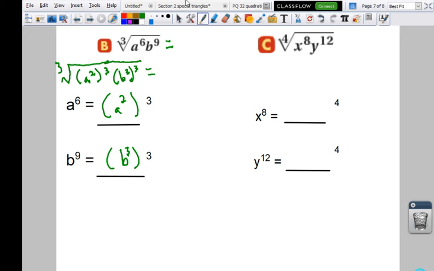Alright, hey, Ash, we gotta finish this. Okay, so my index of 3 cancels out all my exponents of 3. I'm left with a squared.